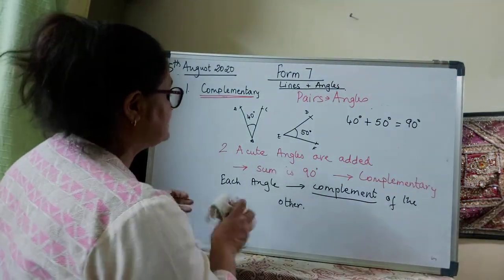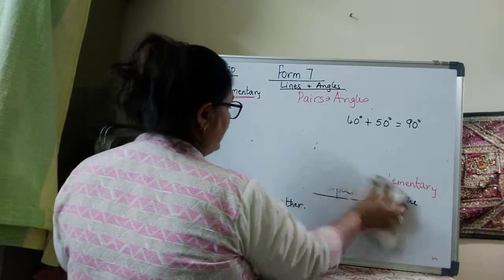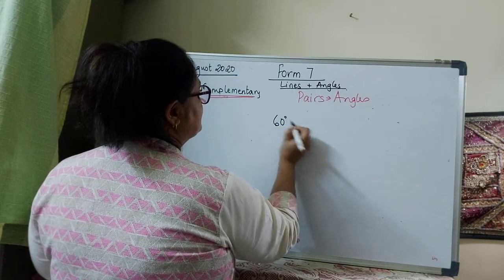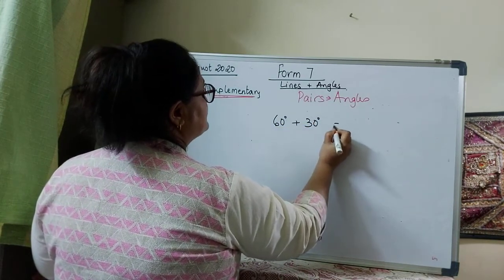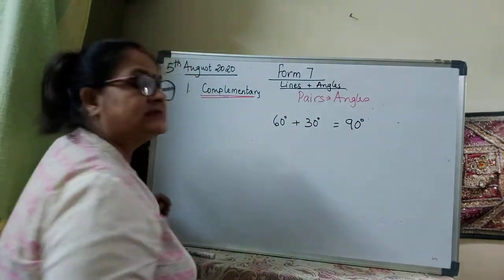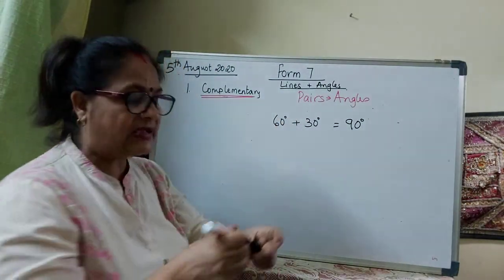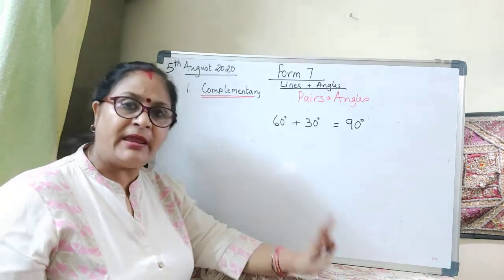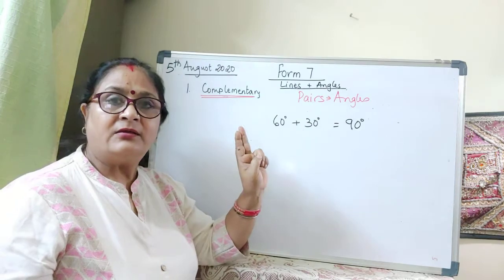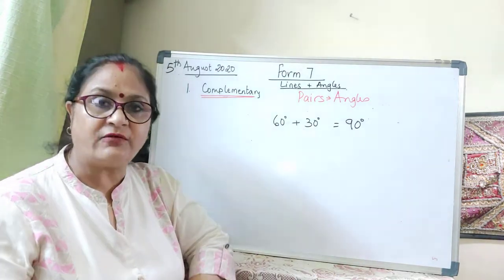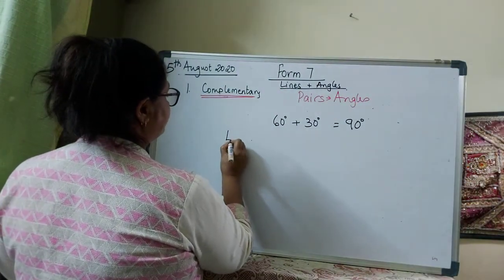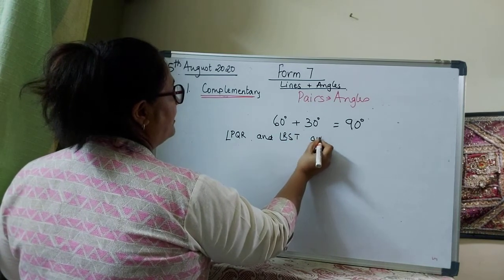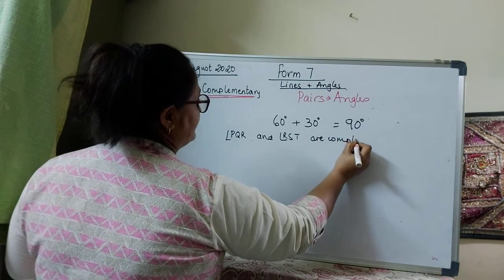Other examples of two angles that give you 90 degrees when added: for example, if one angle is 60 degrees and the other is 30 degrees, then what answer will I get? 90 degrees. So 60 degrees and 30 degrees are the complements of each other, right? Now, if you are told a pair of angles are complementary, and the measure of one is given, you can find the measure of the other. So if I say angle PQR and angle RST are complementary angles, what are they?